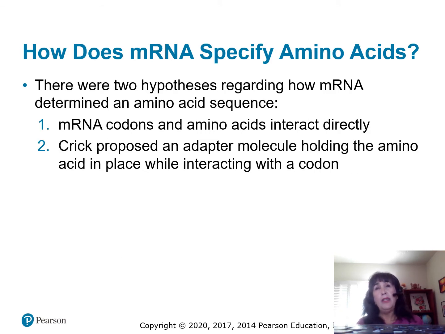Okay, so how does messenger RNA specify the amino acids? Before we get started on this, I just want to step back and tell you a little story.